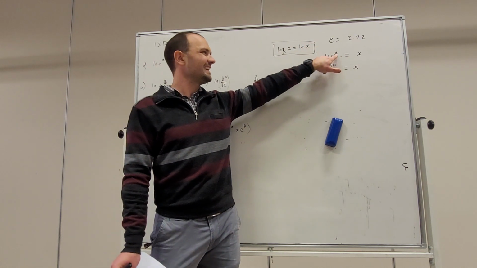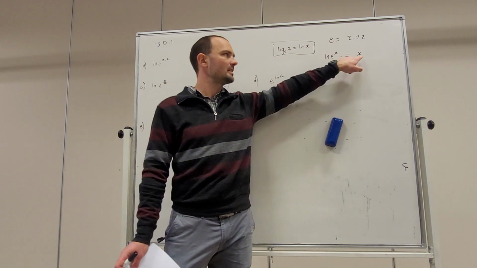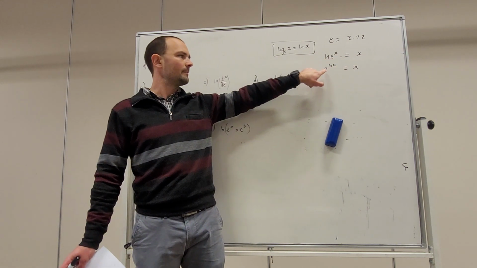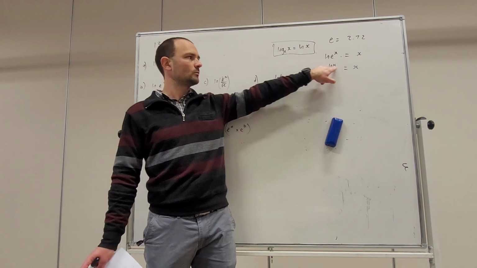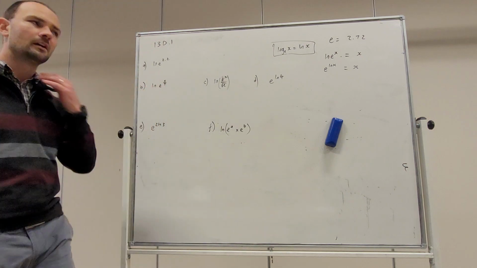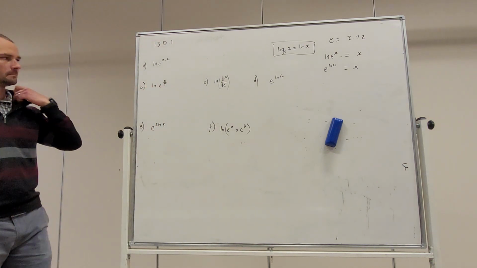So we have ln e to the x, we'll simplify to x. We've expressed this as a single power of e. Same here, e to the ln x will simplify to x as well. The way we get rid of ln is by applying e. The way we get rid of e is by applying ln.